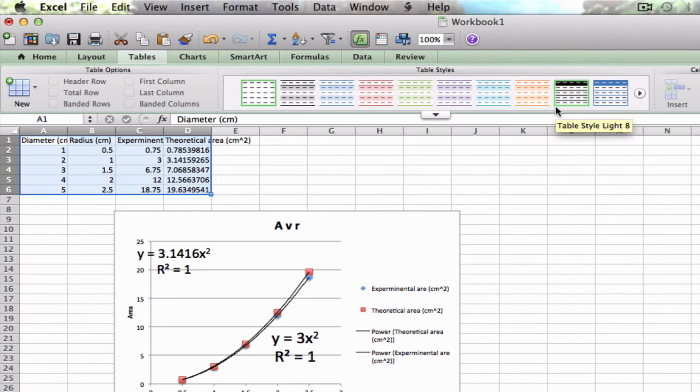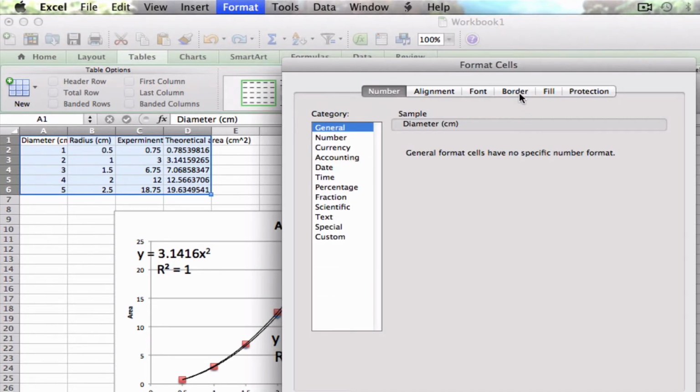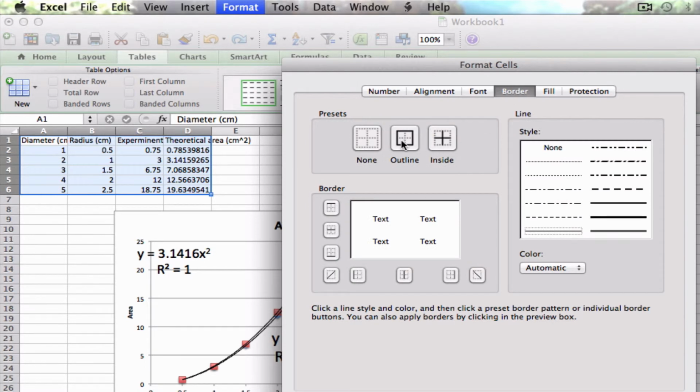This isn't an art class. You don't have to make it super pretty. You have to make it clear. It needs to communicate information clearly. So don't spend a whole lot of time trying to make it look nice. We want to make it look decent, but we don't have to go crazy. So cells, I want to format the border, and I want lines everywhere.